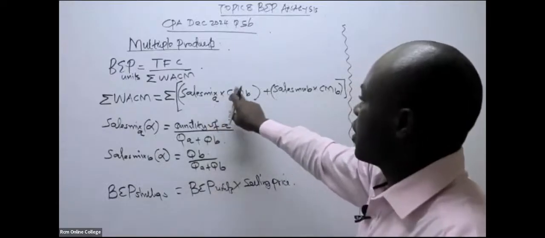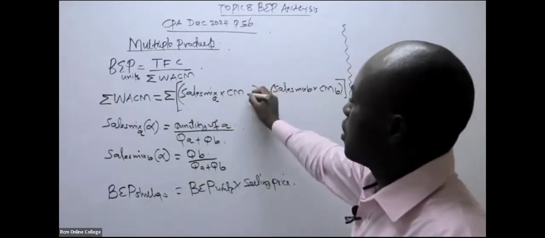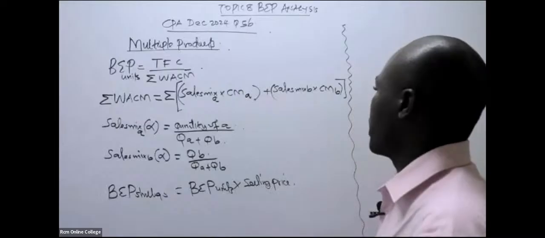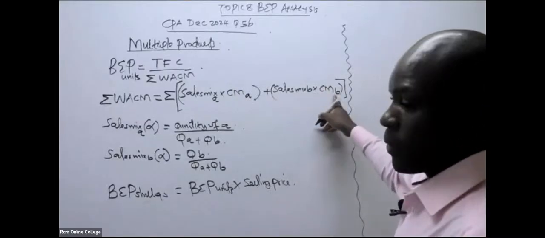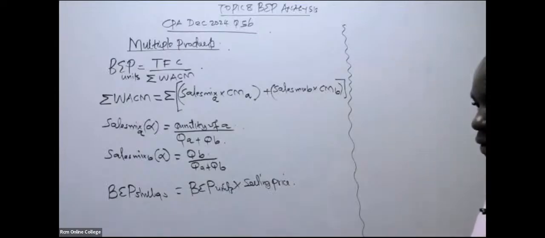Sales mix ratio of A, contribution margin of A. Oh, thank you for that. Sales mix ratio of B, contribution margin of B. Oh, thank you for that. Thank you for that. Good.